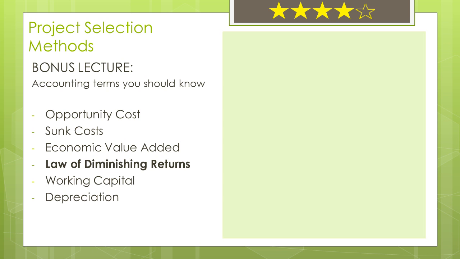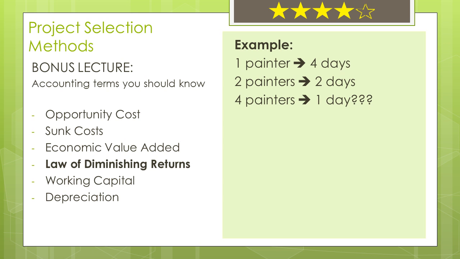Law of diminishing returns. In order to explain this term, let's give an example. One painter paints a room in 4 days. Two painters may paint the same room in 2 days since you double up the number of painters. But what if 4 painters try to paint the same room? You may think that since you double up the number of painters, it will take 1 day, which is half of 2 days, to paint the same room.